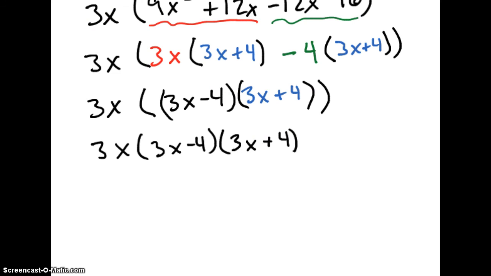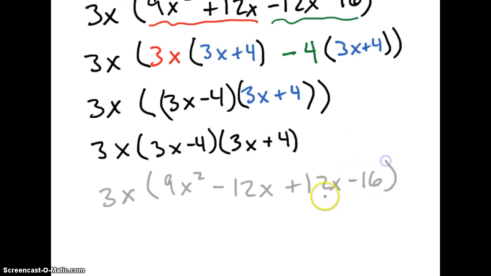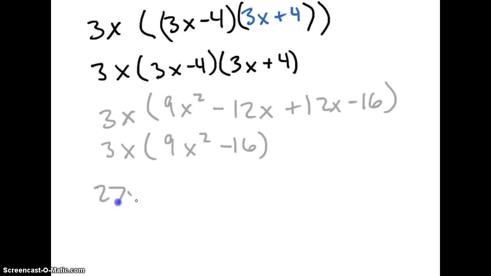If I expand it out, I do my check, and this will give me, if I take 3x, let's do this multiplication first. That'll give me 9x squared minus 12x plus 12x, or if we do it the other way, we would get 12x minus 12x, doesn't matter, minus 16, and we get 3x times 9x squared minus 16. If I redistribute that, I get 27x to the third power minus 48x.